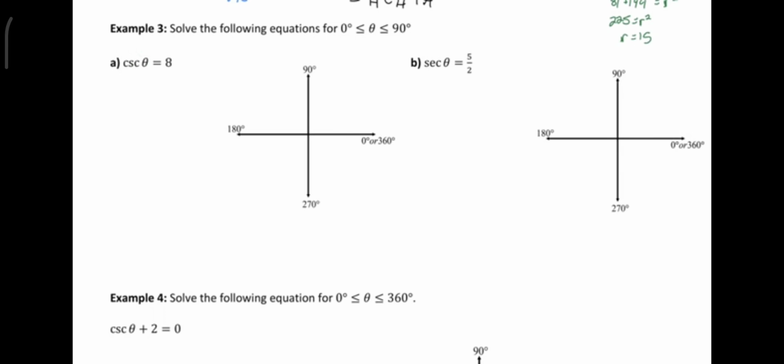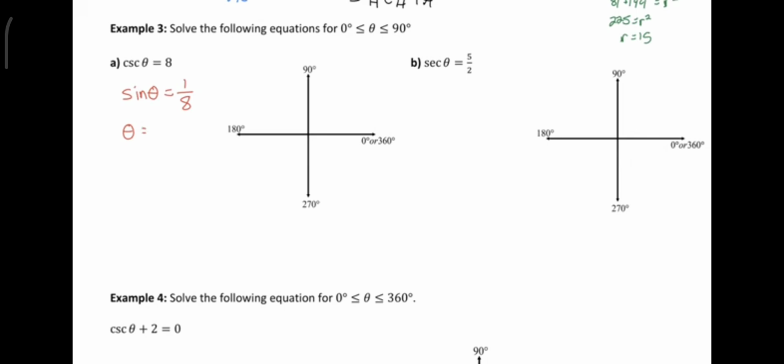I know the reciprocal of cosecant is sine, so I can change it to sine of theta. Well, if the cosecant ratio is 8, I know the sine ratio would be the reciprocal of that, which means 1 over that. So it would be 1 over 8. And now I can use my calculator to figure out what angle has that ratio of sides.